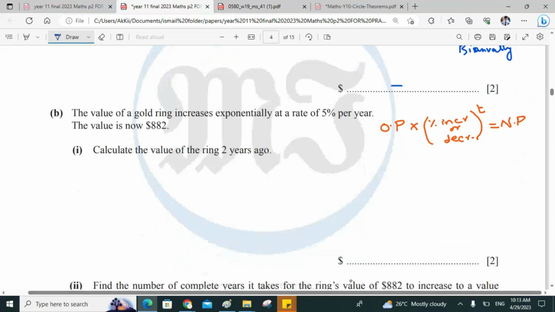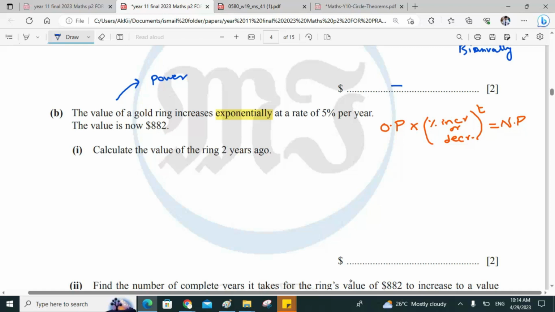Now the value of a gold ring increases exponentially. Now when you see this word exponentially, what do you mean by that? Exponentially means that something is increasing in terms of power, that is the number is not getting multiplied but the increasing factor, the time is actually in the exponent, right?